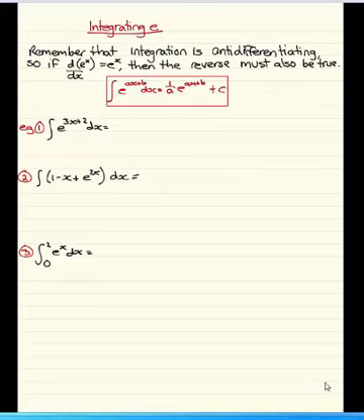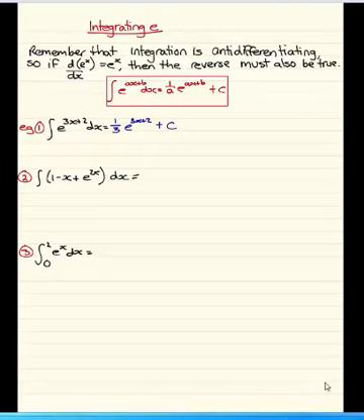So look at your first example, the integral of e to the power of 3x plus 2. Well, in this case, a is 3, so this is equal to 1 over 3, e to the power of 3x plus 2. And then don't forget, this is indefinite, so you have to put in your plus c.